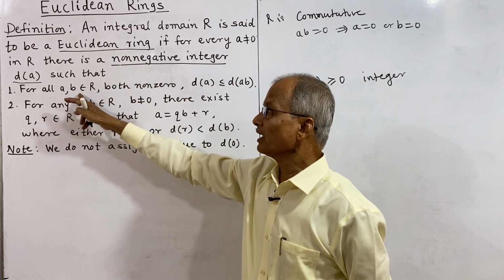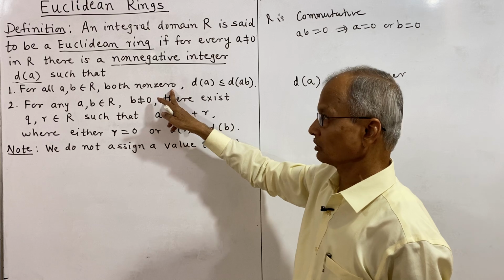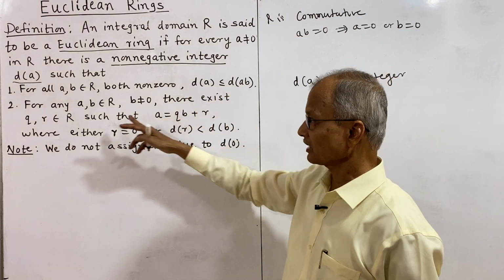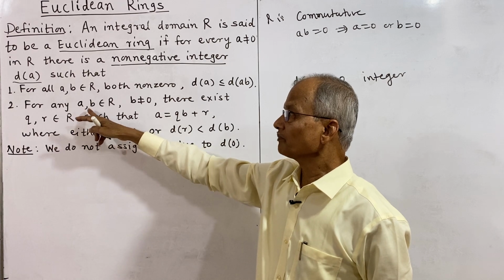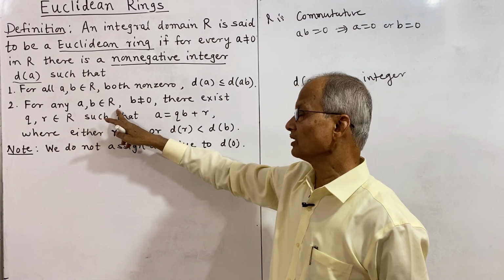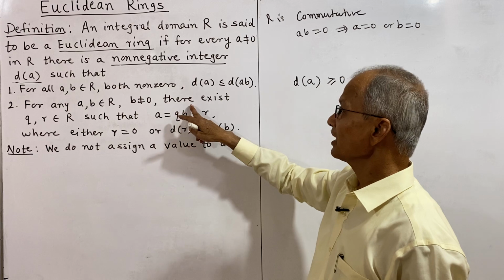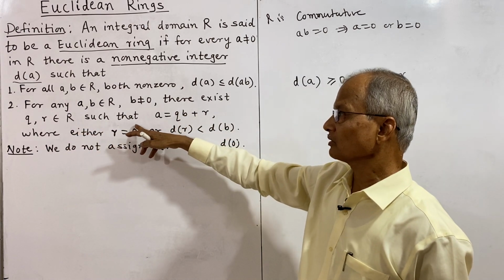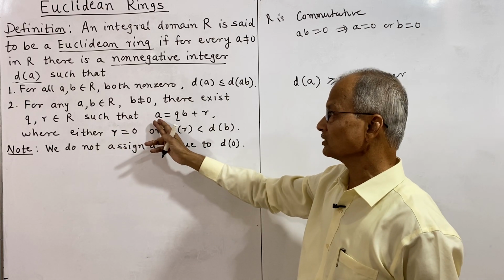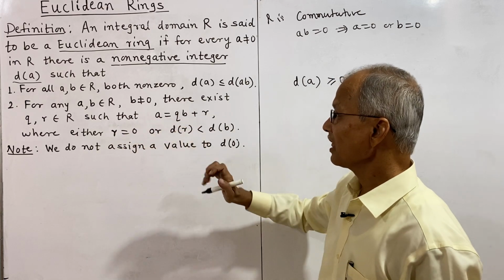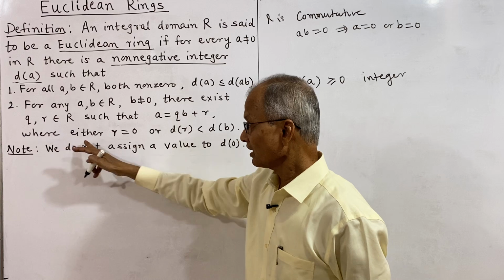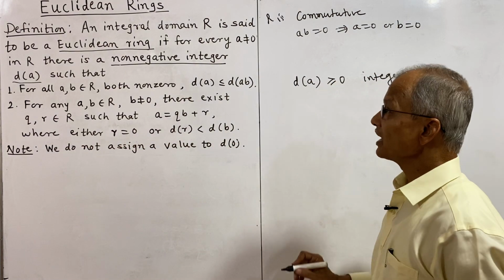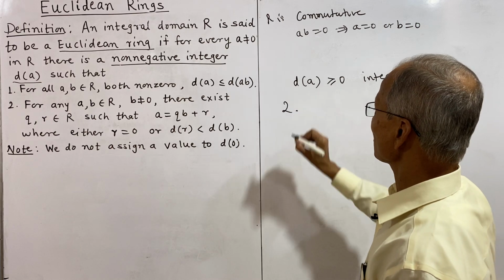First, for all A, B belonging to R, both non-zero, D value of A is less than or equal to D value of AB. And second, for any two elements A and B in R, B not equal to 0, there exist Q and R, a pair of elements in R, such that A is equal to QB plus R, where either R is equal to 0 or D of R is less than D of B. Now see, the second is the division algorithm.